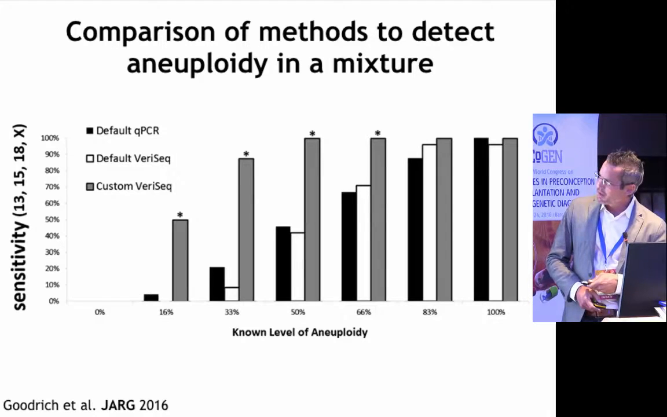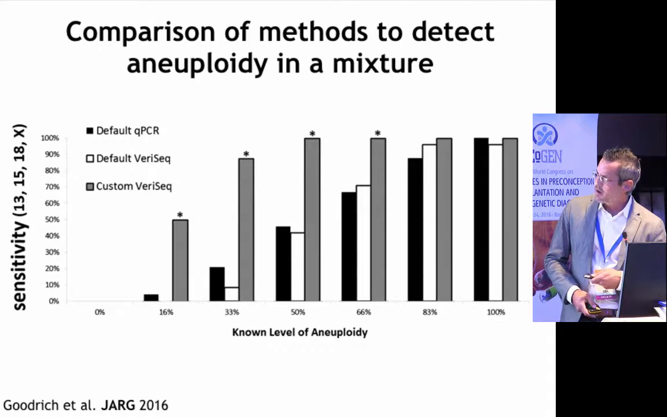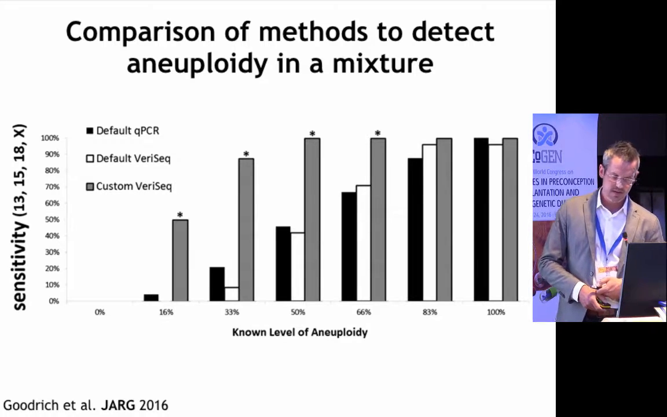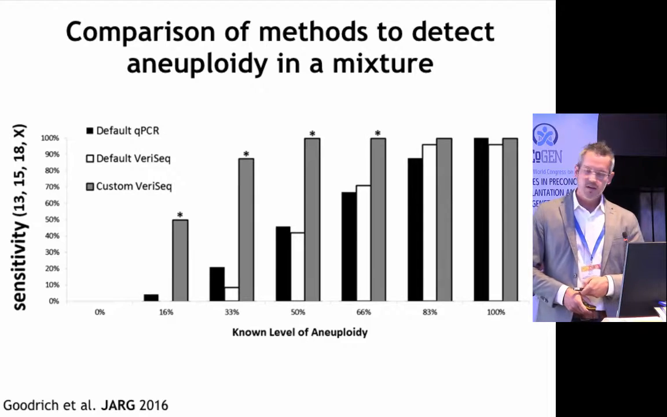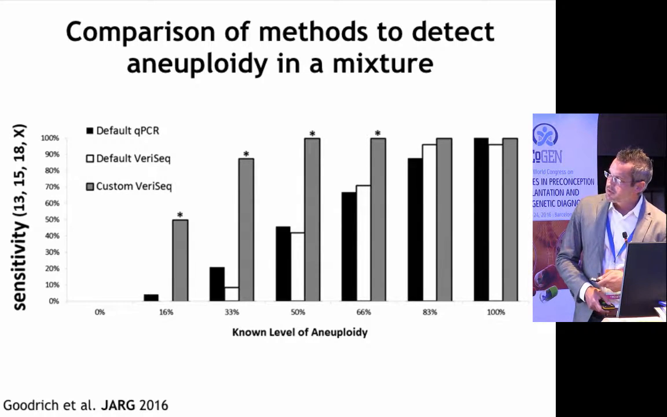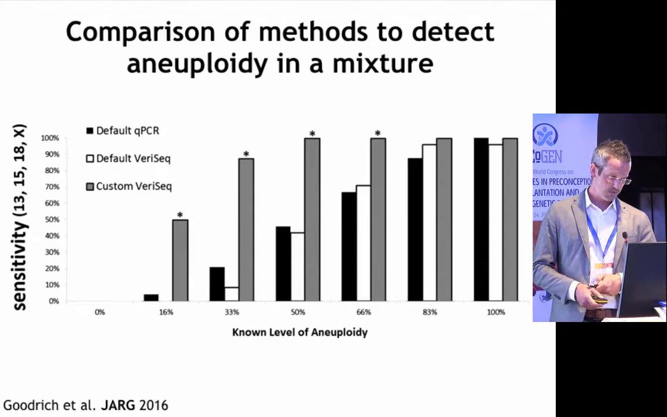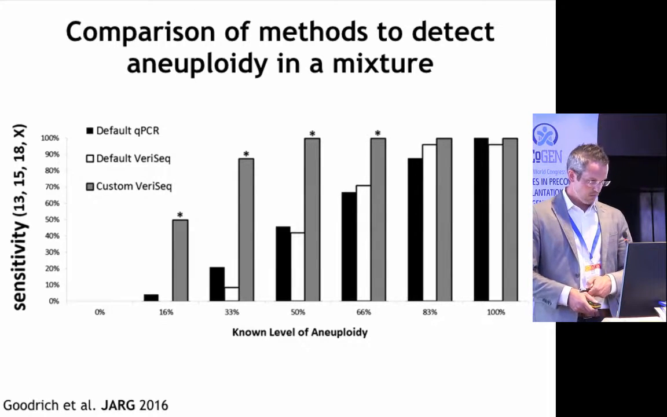And we evaluated 3 different methods recently published in JARG. One involved qPCR, and you can see that, for example, in these black bars, that as the percentage of aneuploidy increases in the mixture, the qPCR method is actually capable of detecting the abnormality. And when you get over 50%, as you might expect, more than 50% of the time we actually do detect aneuploidy in these mixtures. And the same was true with what we refer to as default VeriSeq analysis, whether or not aneuploidy was predicted in these mixtures or not, just using the standard methodology of analysis with what comes off the machine when performing VeriSeq.